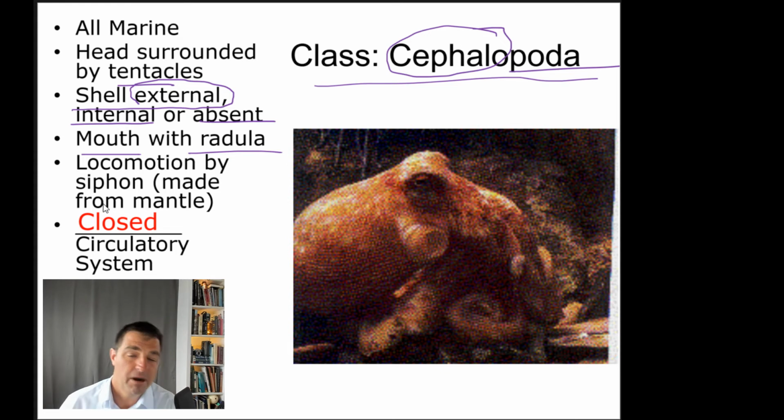They locomote by using either their arms, depending on what they're doing, or by a siphon. The mantle is folded and forms a funnel, and they can push water out of that rapidly and move very quickly. And they have a closed circulatory system. That means the blood stays within the blood vessels under normal circumstances, unlike an open circulatory system where that stuff sloshes around and mixes.